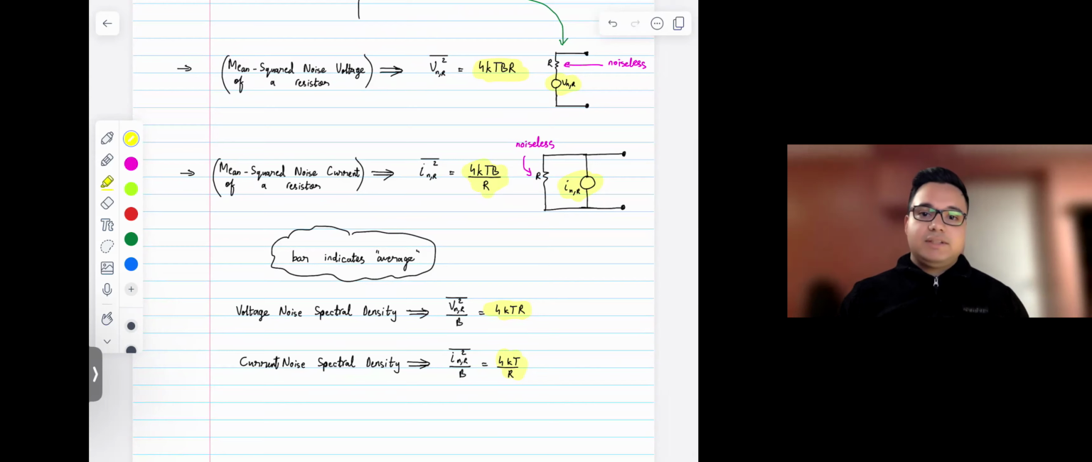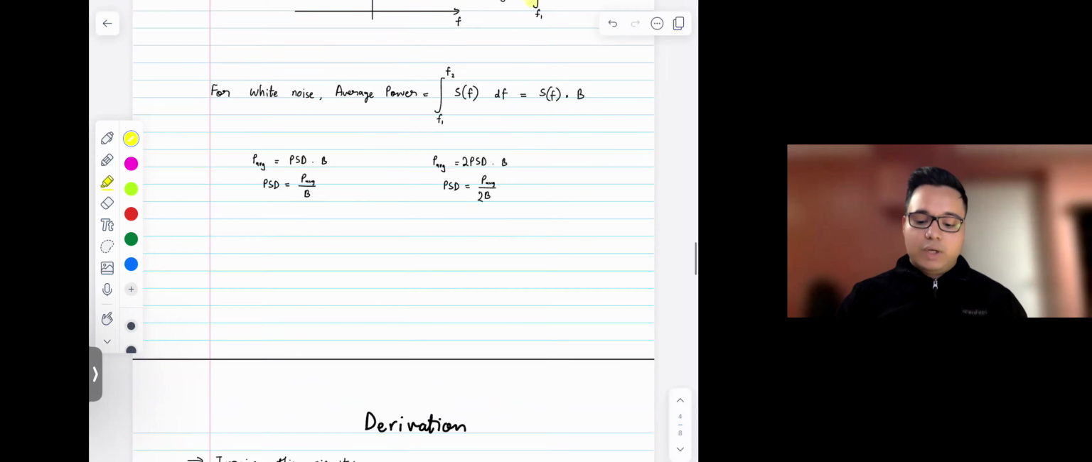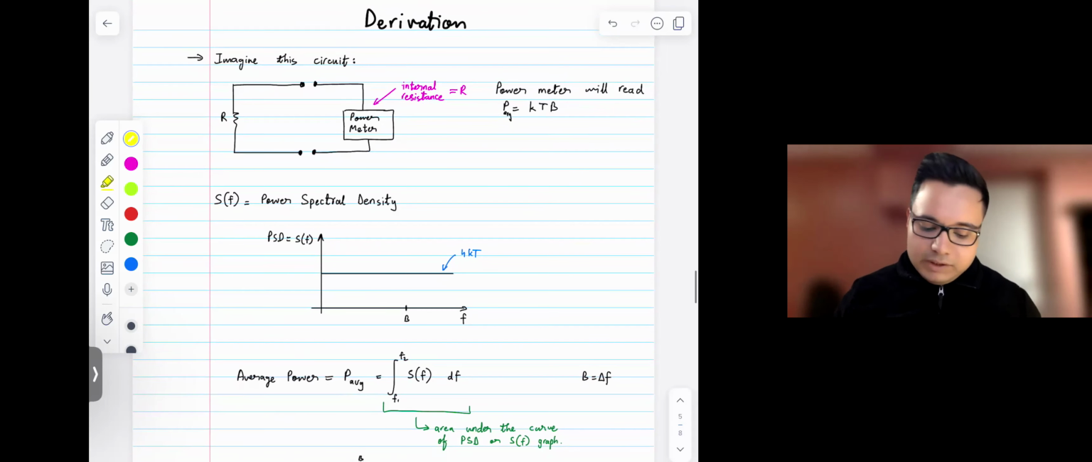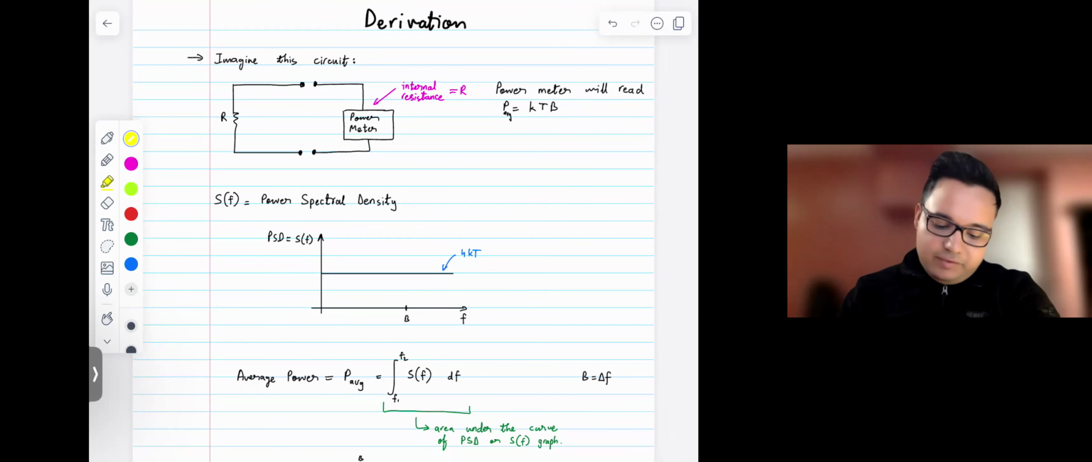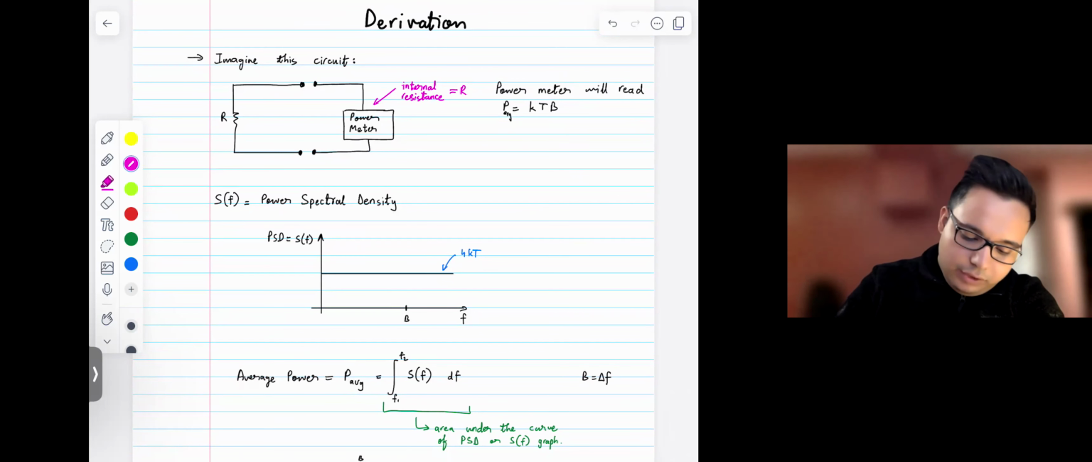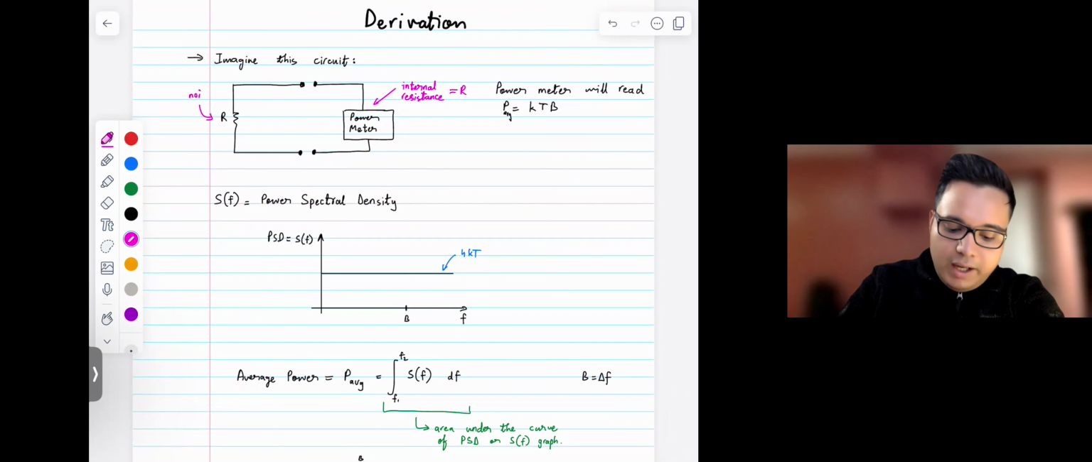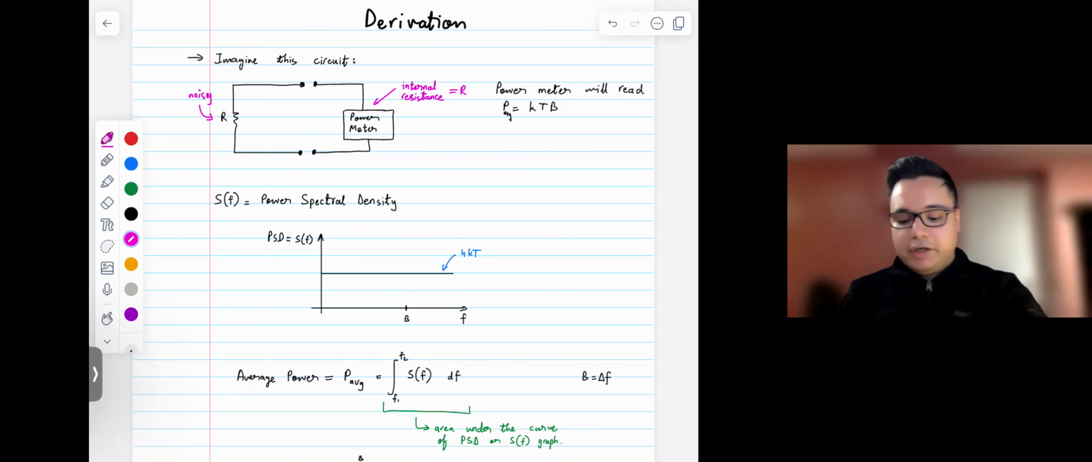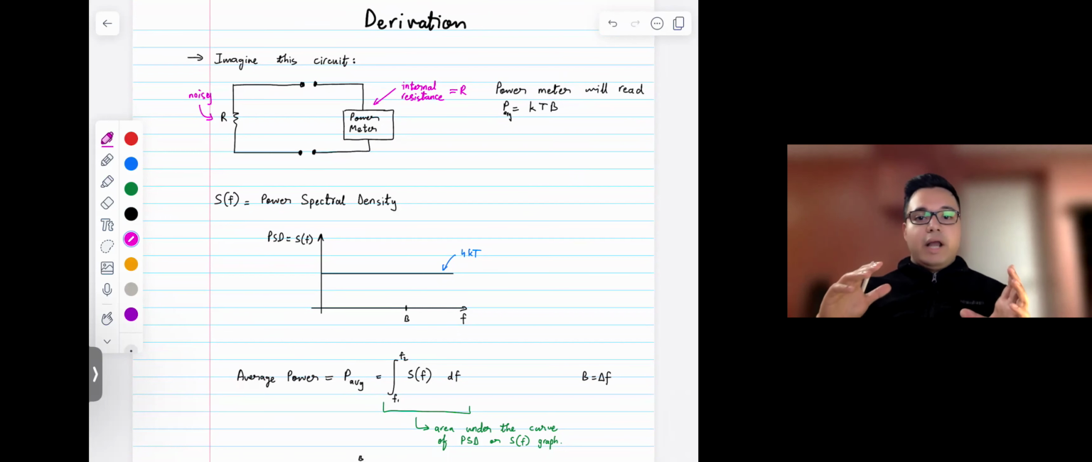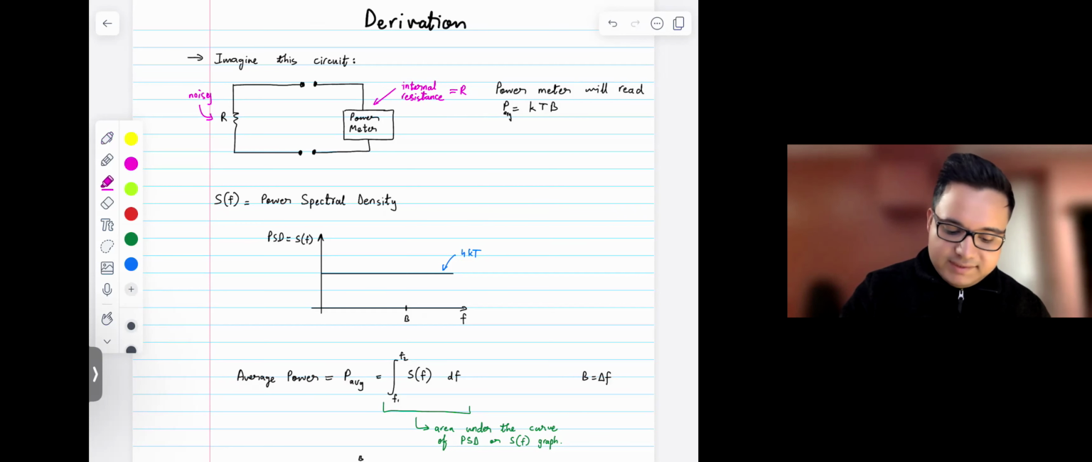So these expressions have a derivation, and that's what I'm going to talk about now. Imagine you have a circuit like this, where you have a noisy resistor, and you're connecting it to a power meter. And that power meter has impedance matching. What that means is the internal resistance of this power meter is equal to R, which is the same as this resistance R here.